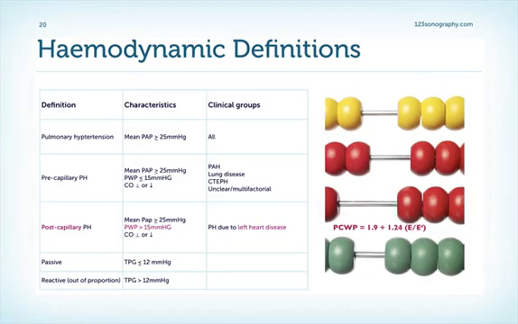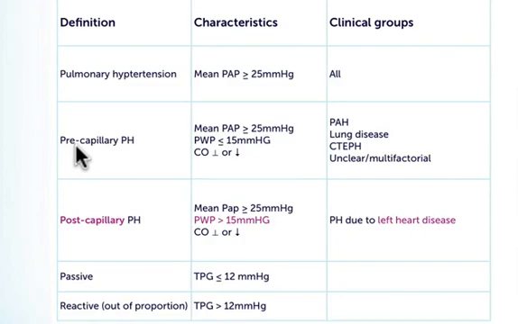Hemodynamic definitions. Well, don't worry, it's not going to be complicated, but let's have a quick look at hemodynamics, especially at the pulmonary wedge pressure, and see whether it can help us to distinguish between the two major forms of pulmonary hypertension, the pre- and the post-capillary form.